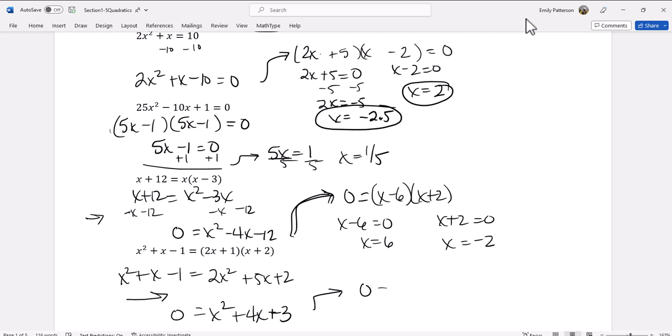So then let's factor this. And this factors into x plus 3 and x plus 1. Whenever you have this, then you need to set every binomial equal to 0. So 0 is equal to x plus 3, and 0 is equal to x plus 1. So x is equal to negative 3 here, and x is equal to negative 1 there.